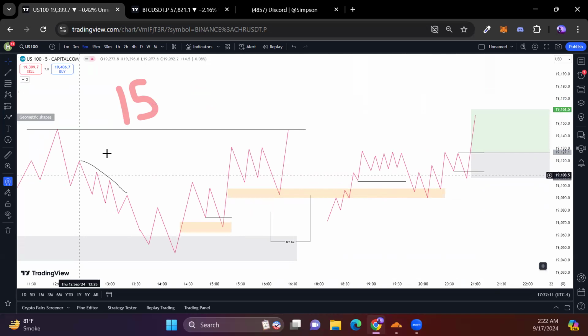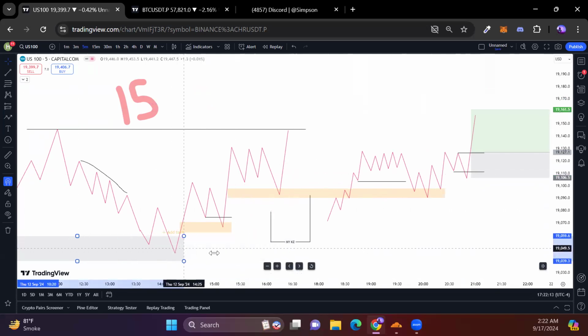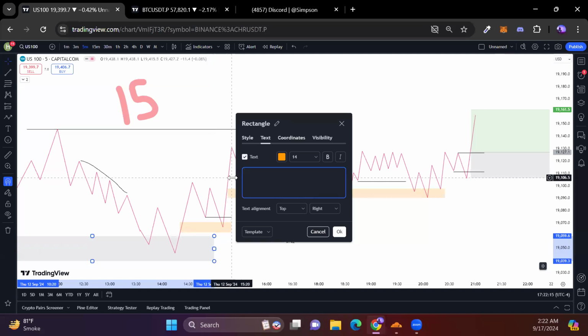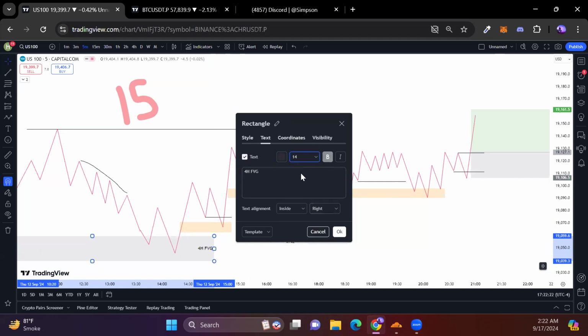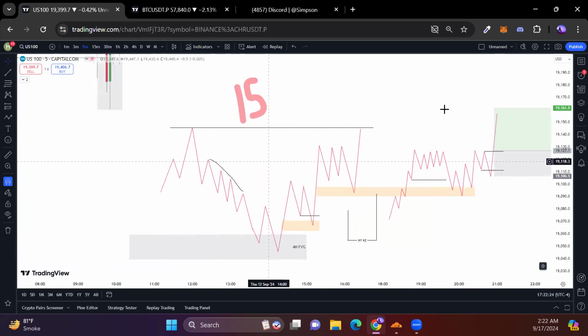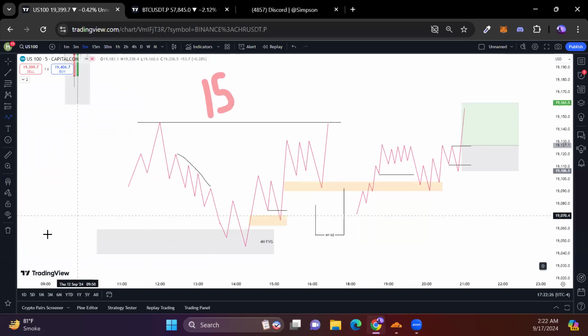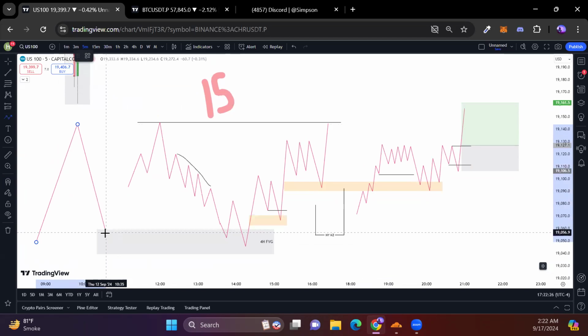So let's say this is your 4 hour time frame. This is a 4 hour gap. And on the 4 hour, our structure looks something like this. We formed a high here. We tapped this 4 hour gap and now expanding higher.